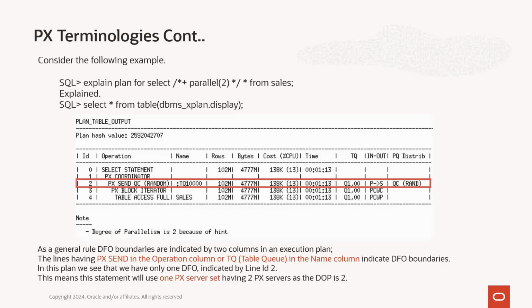As a general rule, DFO boundaries are indicated by 2 columns in an execution plan: PX SEND in the operation column or TQ in the name column. This indicates DFO boundaries. In this plan, we have only one DFO, indicated by line ID 2. This means this statement will use one PX server set having 2 PX servers, because the DOP is 2. Make a note of how the DFO is defined. Here we can see only one DFO.